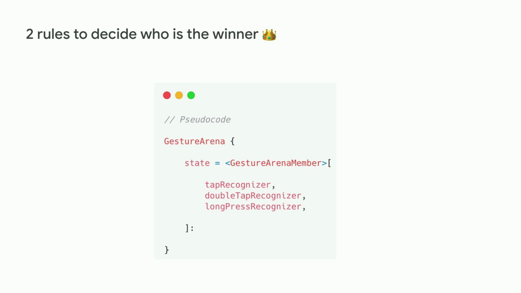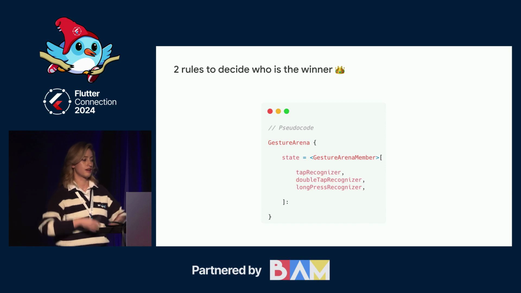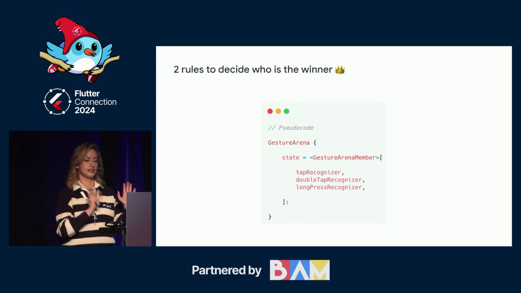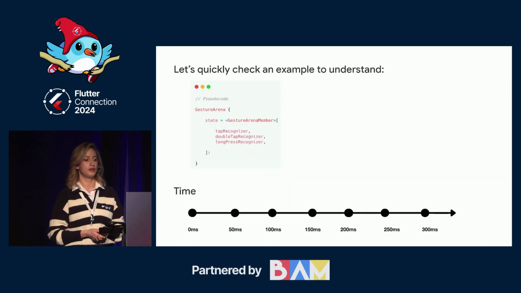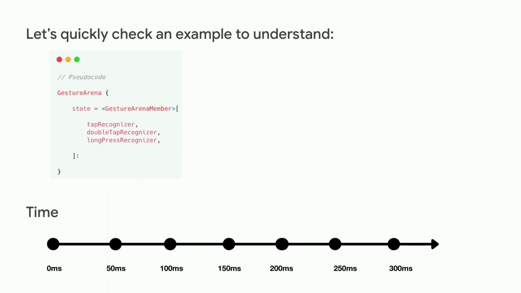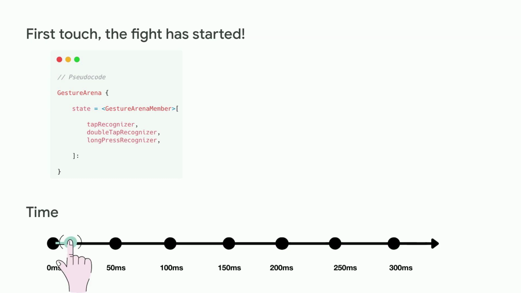We have only two rules to decide who's going to win. First, at any time, a recognizer can declare defeat and say, okay, this is not me, I'm leaving. Or any of them can say, yeah, it's definitely a double tap, I won this arena. And then we would say, okay, this is the double tap. So let's start with a real life example. We have the gesture arena, we have our members and recognizers, and there's a time span going on. Let's say our user made a small touch. Now the fight has started. All three of them are waiting to see which one is going to win.